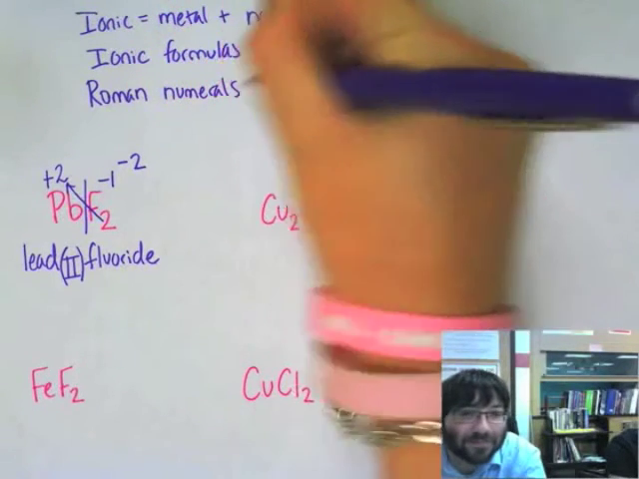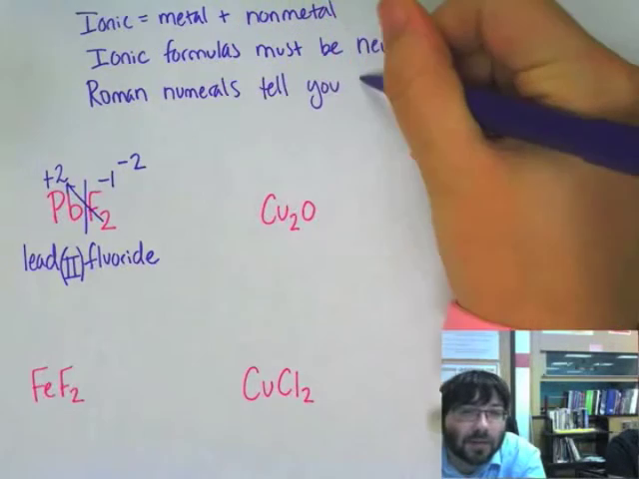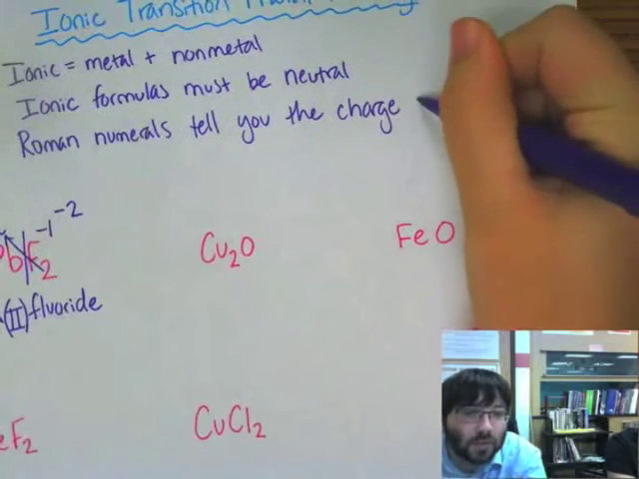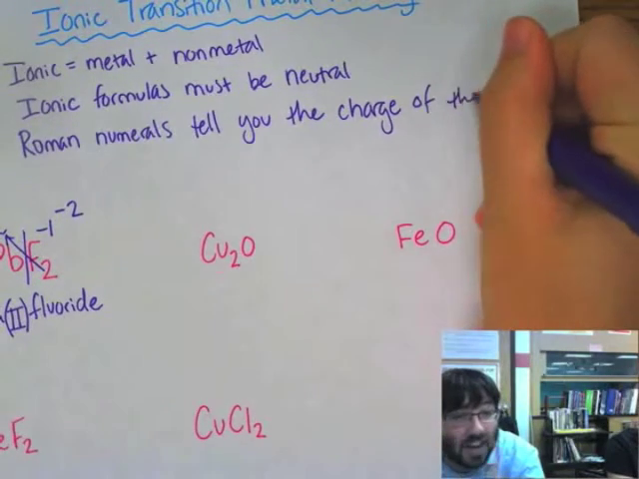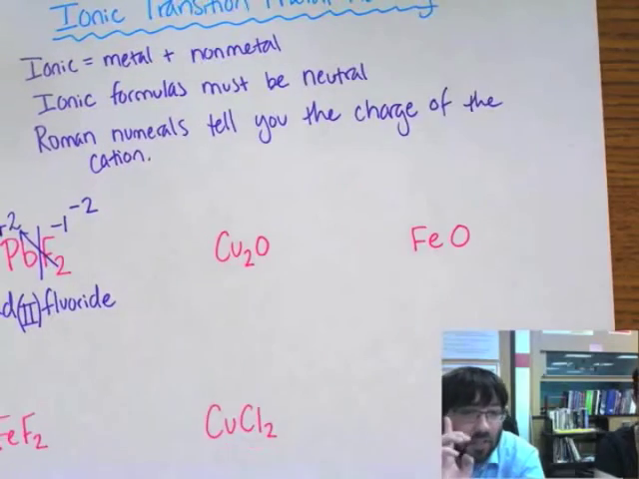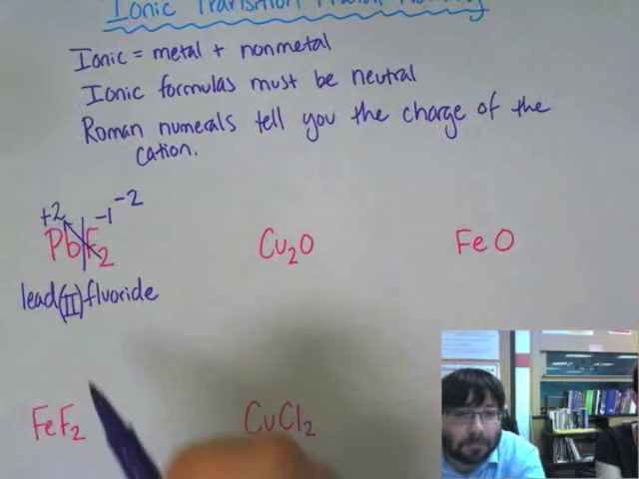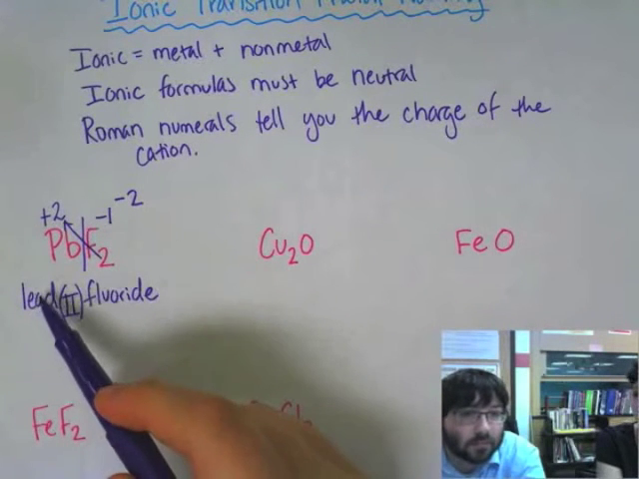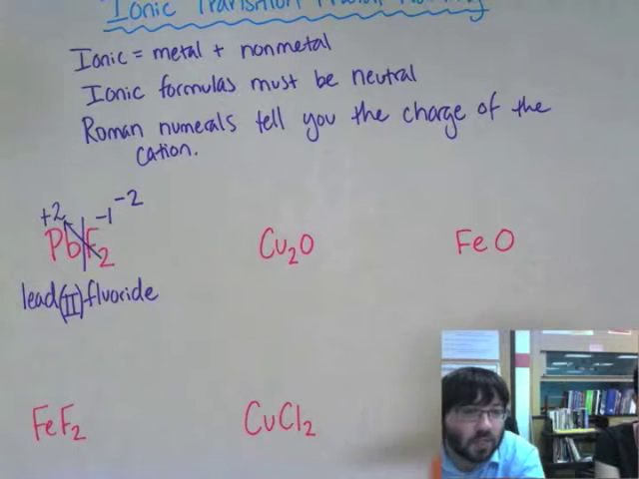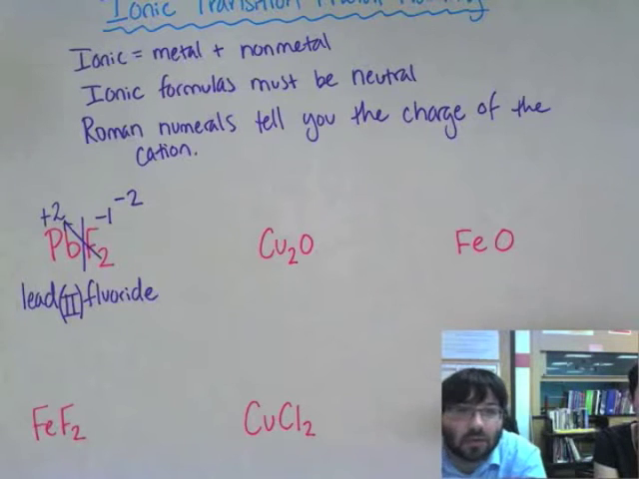Roman numerals tell you the charge. So if I had an I, it'd be 1, 2 I's would be 2. That's right. 3 I's would be 3. If I have an I and a V, that'd be 4. Exactly. And Roman numerals tell you the charge of the cation. So this 2 is telling me that this lead has a charge of +2. Gotcha. And we're always going to have the metal in the front, right? Okay. That's right. The metal will always go in the front.